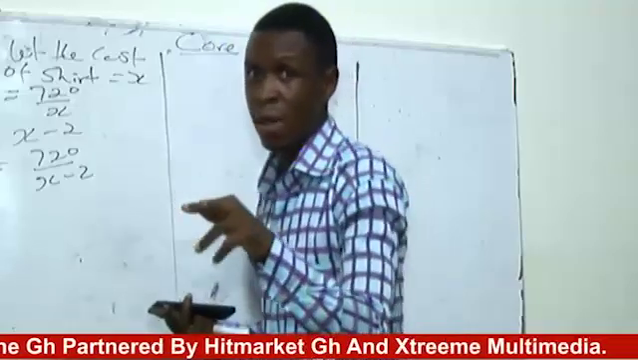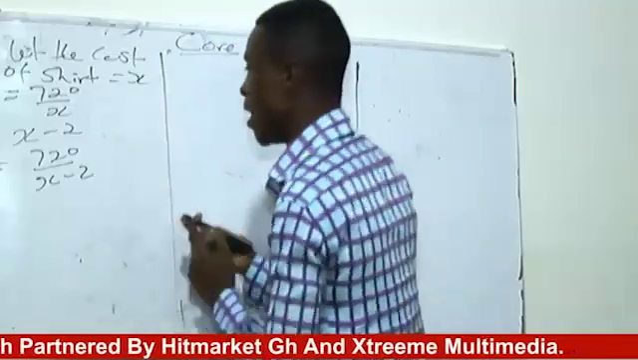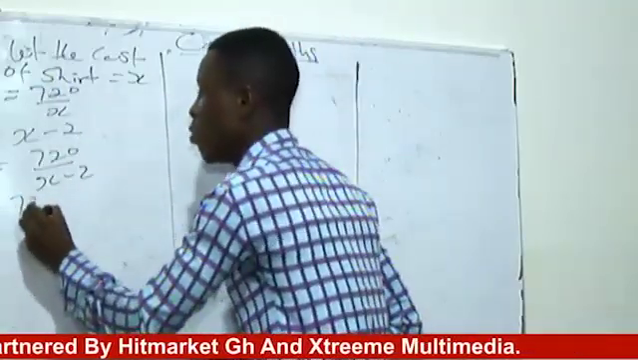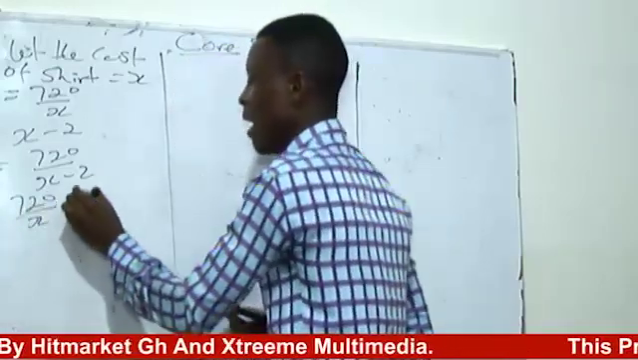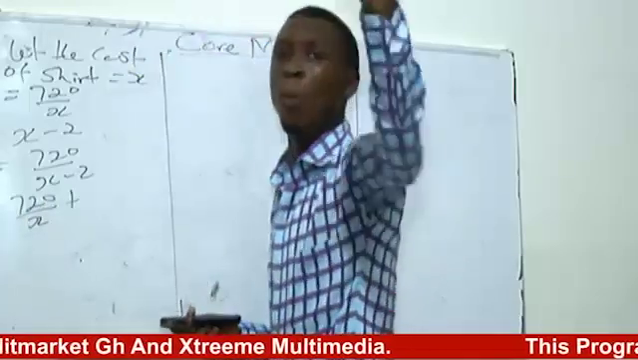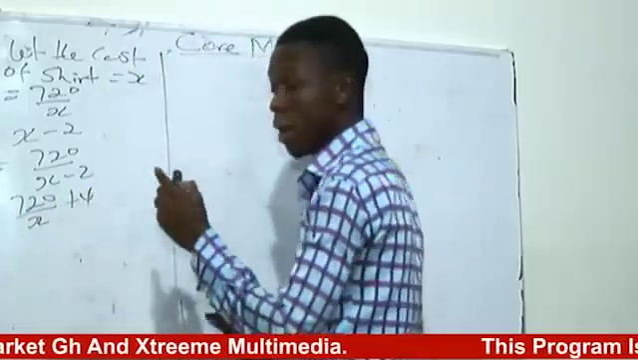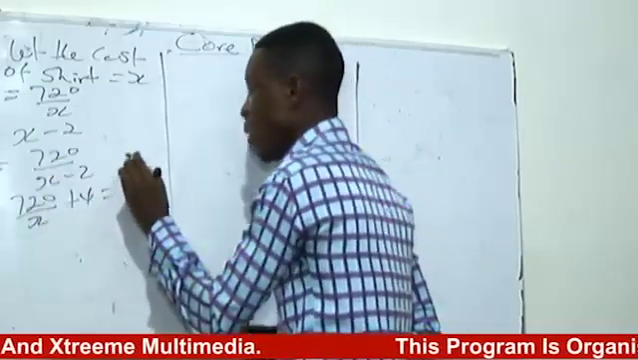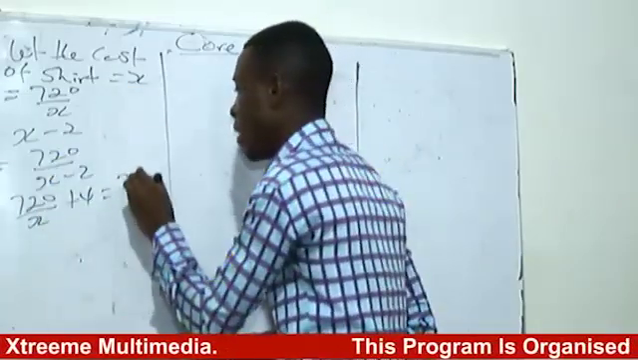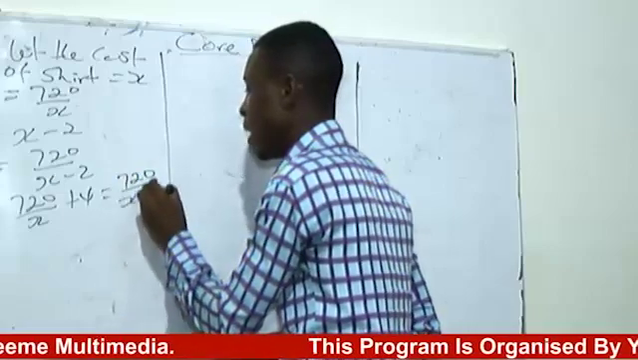When you hear less, you are talking about subtraction. So over here, we are going to take the first one, which is 720 over s. I hope I'm making some sense. Then they say plus will be 4 more. So plus 4. I already told you when they say more, it means plus. Then equal to this, when it is 2 cedis cheaper, so 720 over s minus 2.